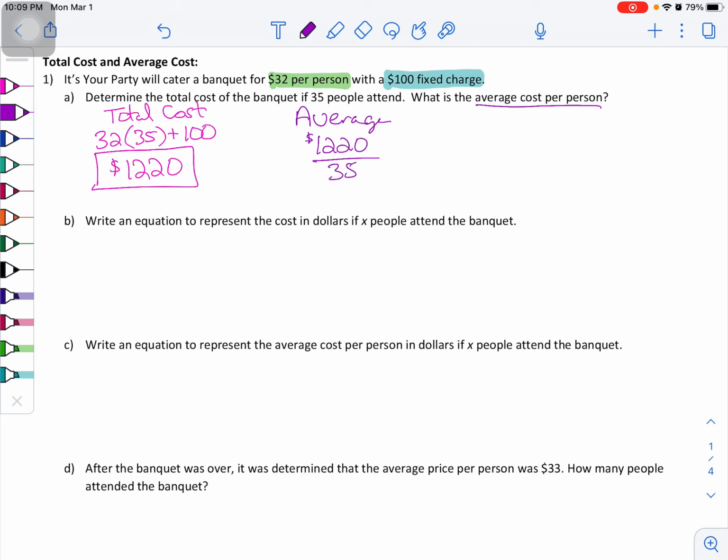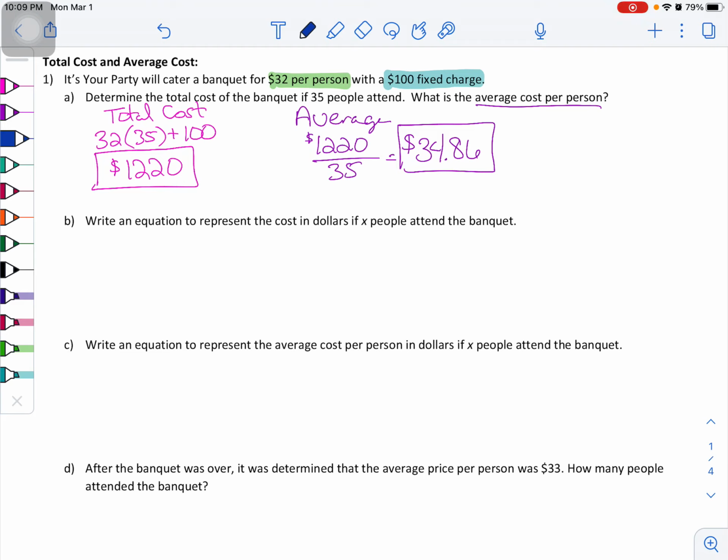That's total cost. Now, the second part of this problem says, what is the average cost per person? So for average cost, I'm going to take the total cost and divide by the number of people. So take that total, the 1,220, divide it by 35 people. You're probably not going to get a very nice answer all the time, so just round it off to dollars and cents. So $34.86 is the average cost per person. All right, so that's part A.